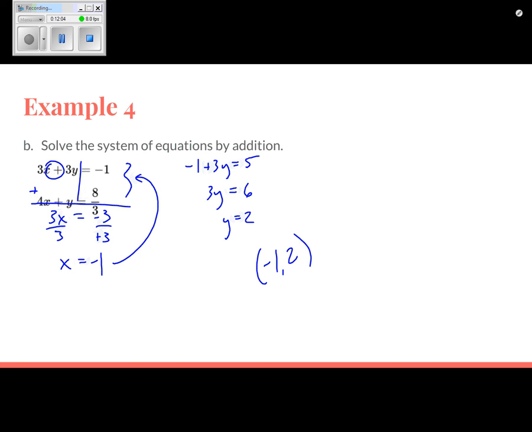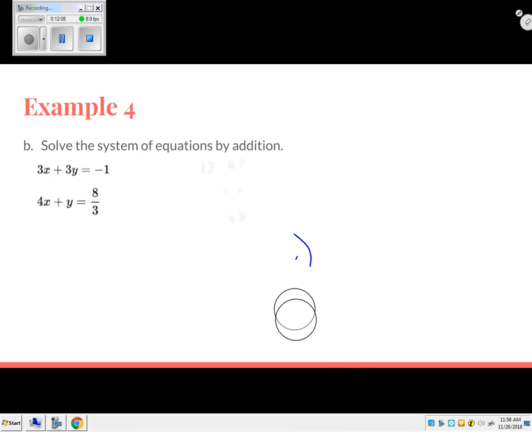Let's see if you can do this one. All right, you've got to multiply by something on this one and get it to work. Actually, let's do this one together. I'll turn you loose on the next one. Okay. So looking at this, I can multiply one or both equations by something in order to get the correct answer.